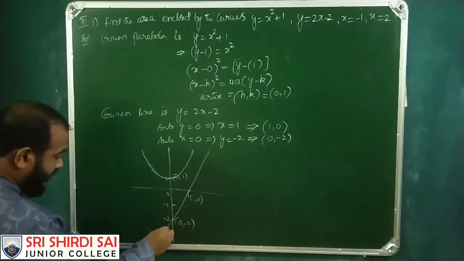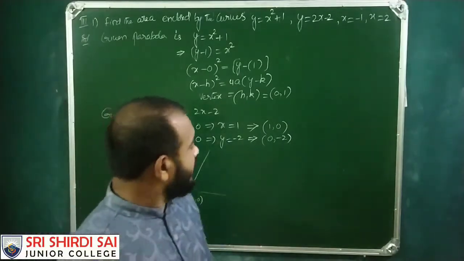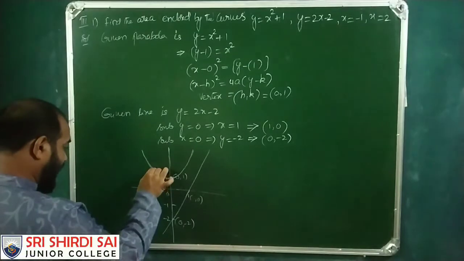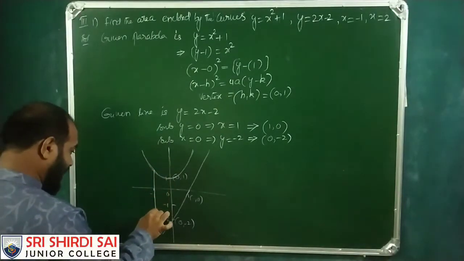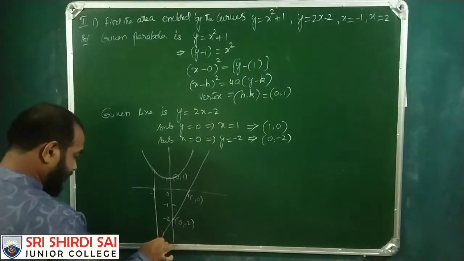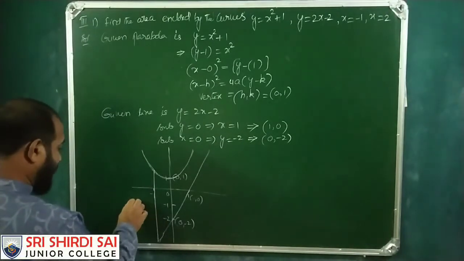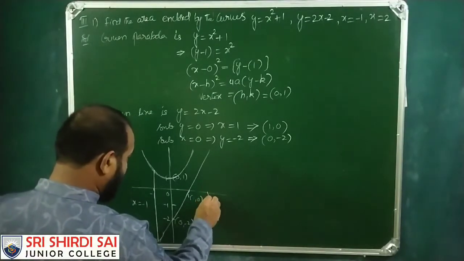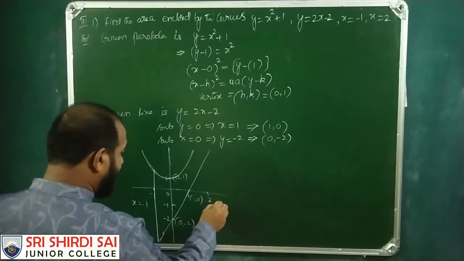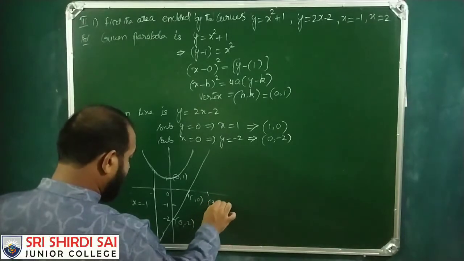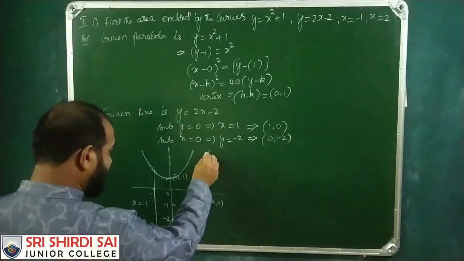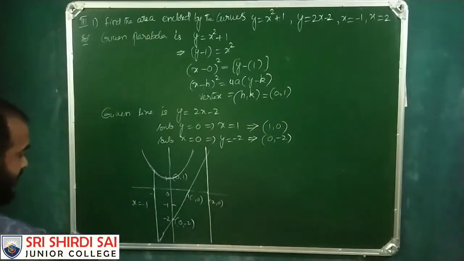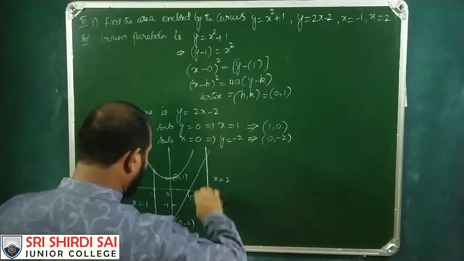This is a straight line, and x equals minus 1. So this is minus 1. x equals minus 1 is a straight line. x equals minus 1 is this. And x equals 2. So this is 2, and we can take the point 2 comma 0. So this is x equals 2.